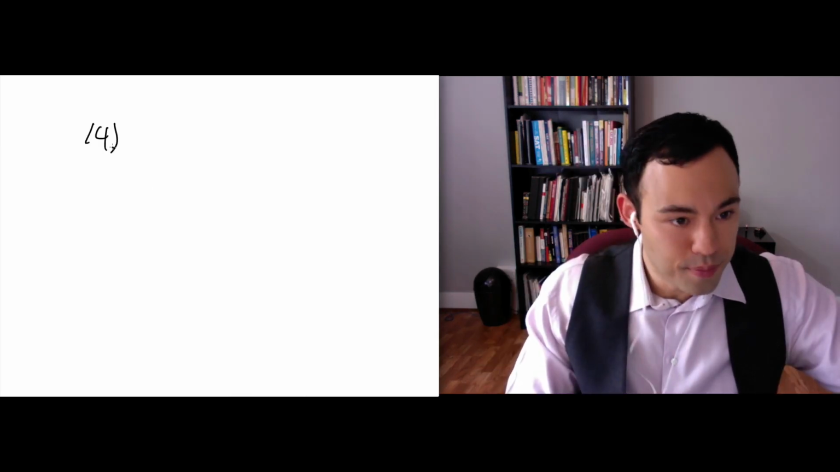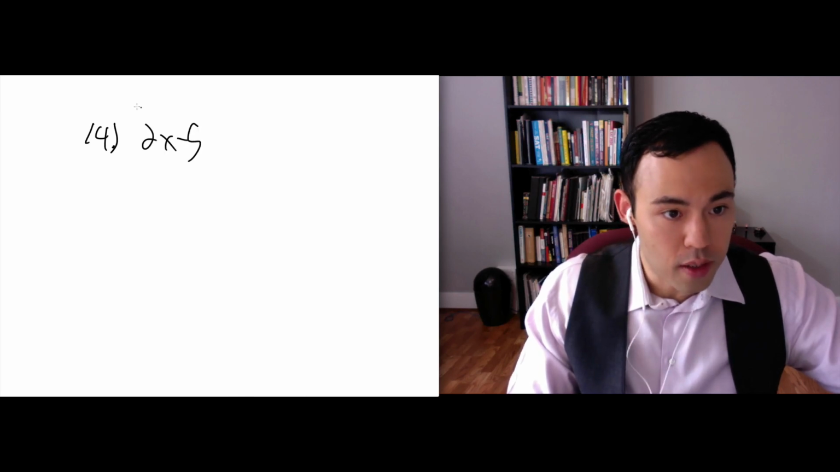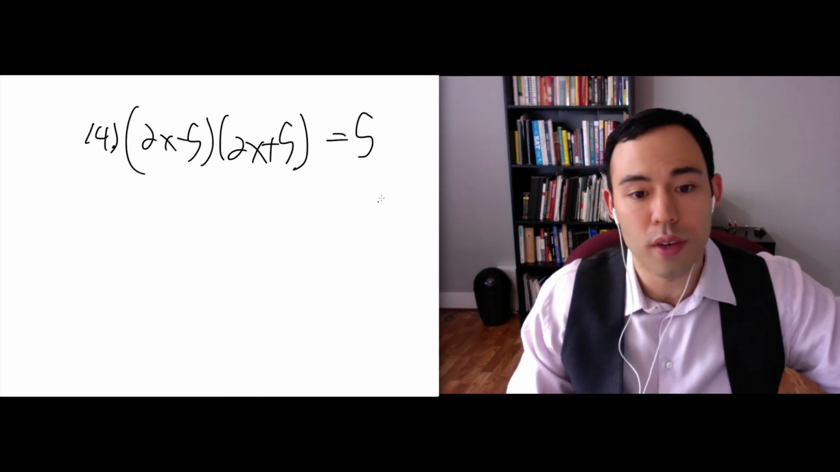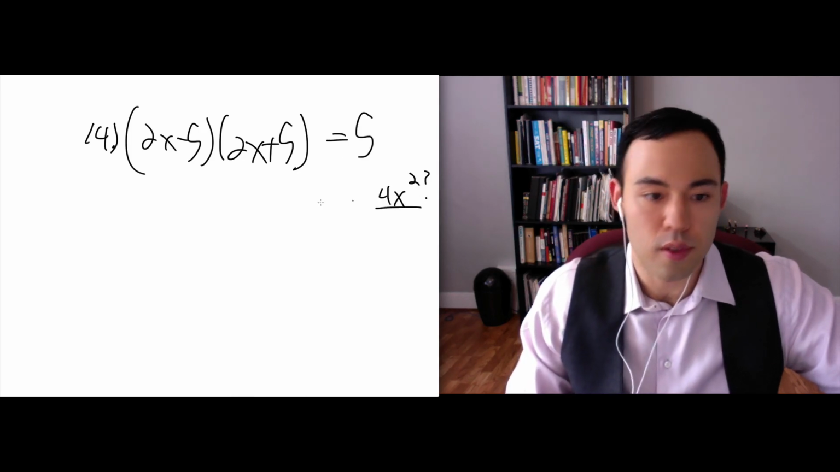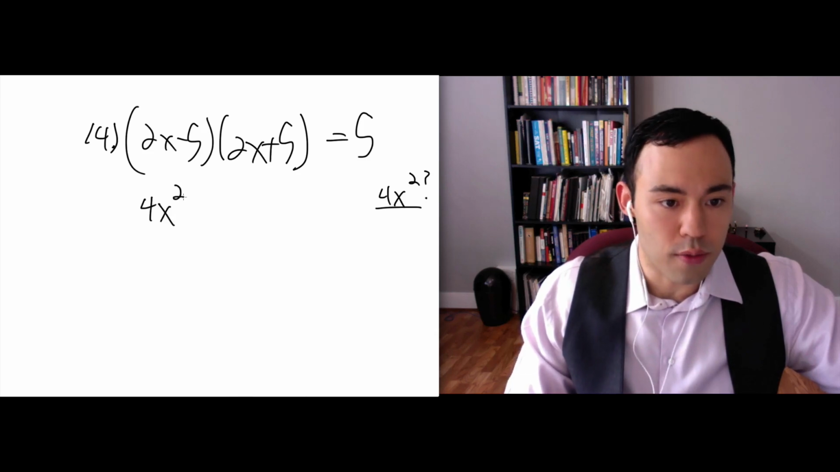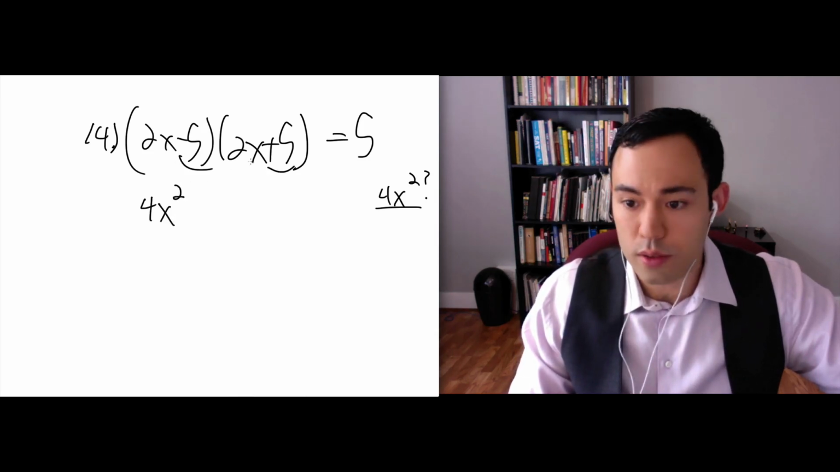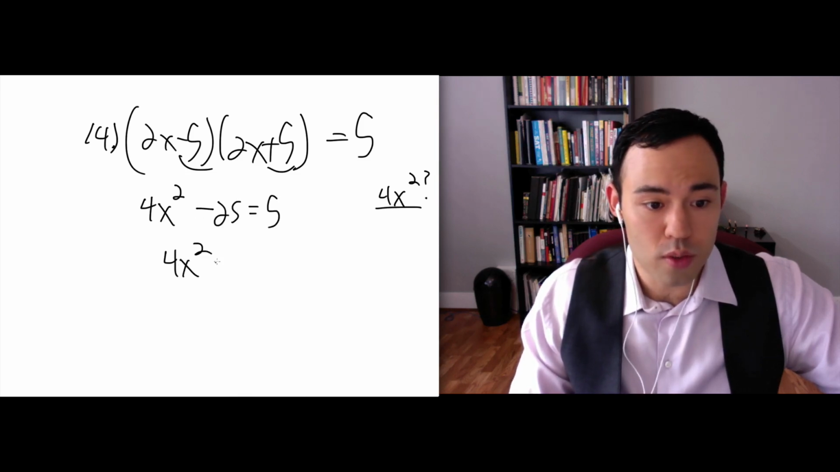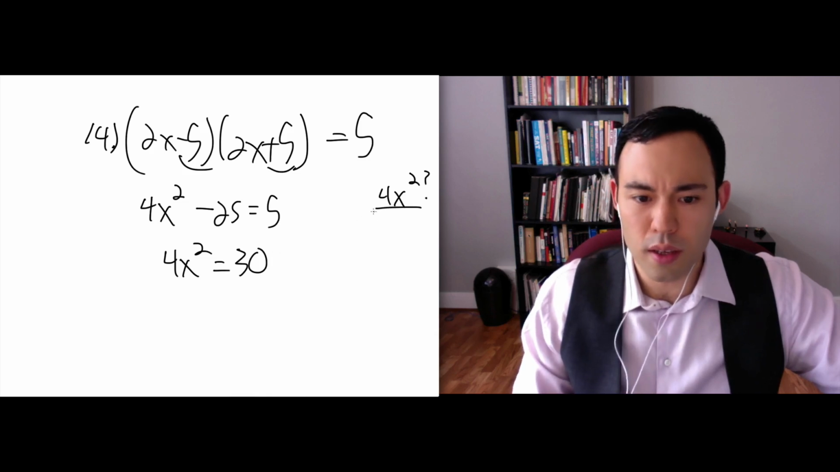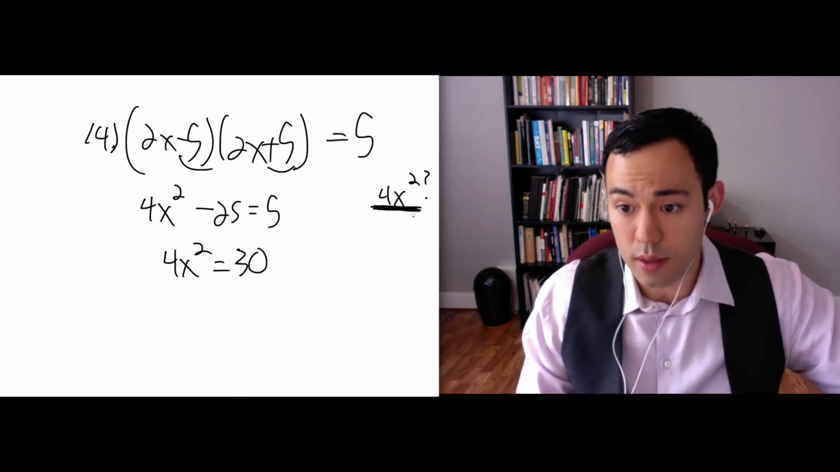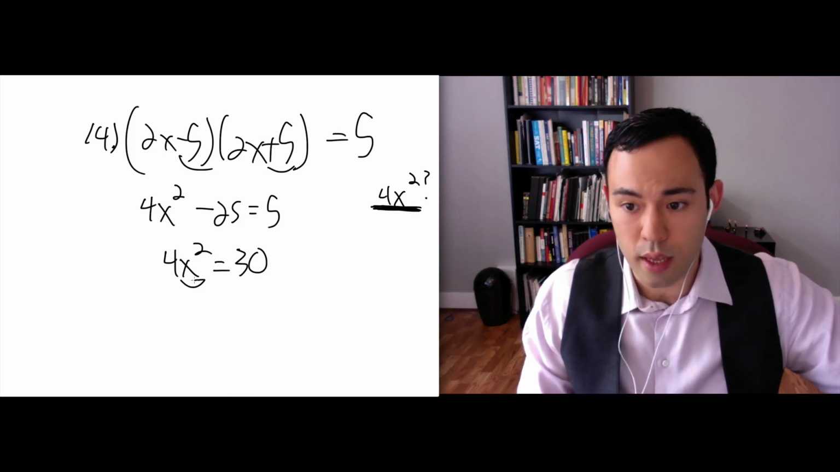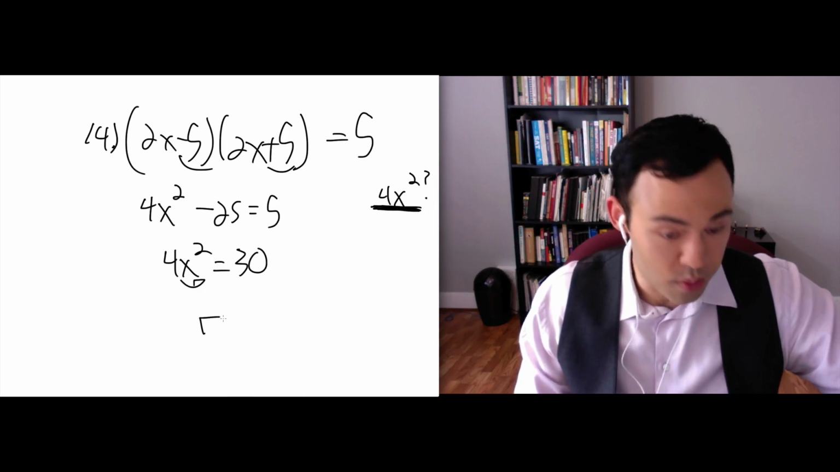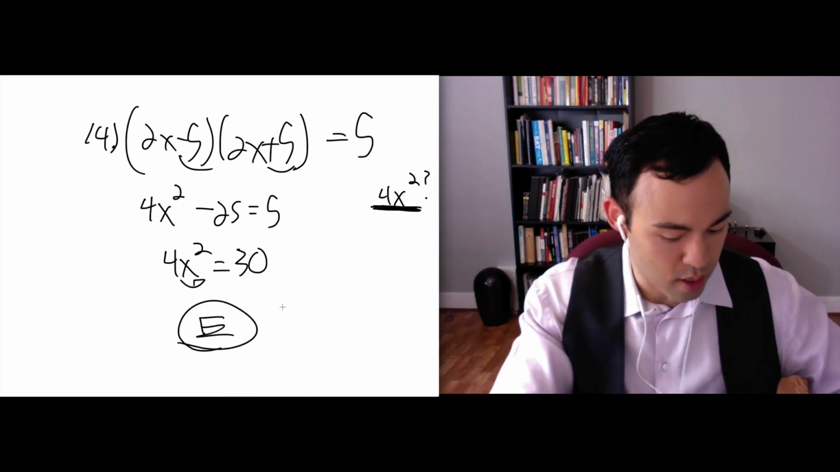Number 14. 2x minus 5 multiplied by the quantity 2x plus 5 equals 5. What is the value of 4x squared? All right, so let's multiply this out. We get a 4x squared. The positive and the minus 10x's will cancel out, and we'll have a minus 25 equals 5, and then 4x squared equals 30. And go no further. For on the SAT, underline what it is that they're asking you. If you start solving for x now, we're going to get in trouble, and we're not going to have any available answer choices. So just look right to your answer choices, and we see it's E.